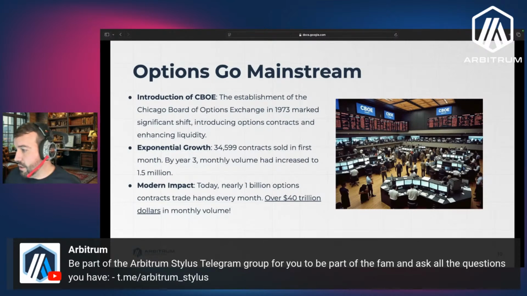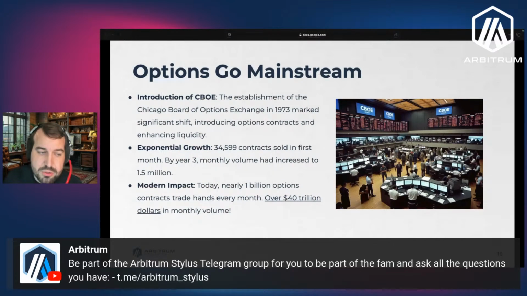Right after it was founded, it started off with 35,000 contracts. By year 3, it had risen to 1.5 million contracts. So it was growing exponentially even in the first 3 years and continued to grow to this day where over 1 billion options are traded every month on the CBOE alone. That's not counting other foreign markets or digital markets. So over $40 trillion in volume is done every month in these markets.